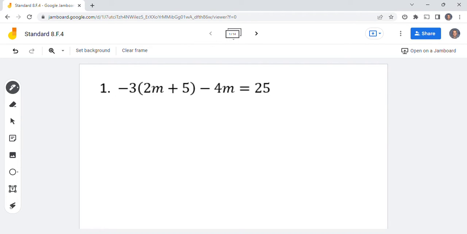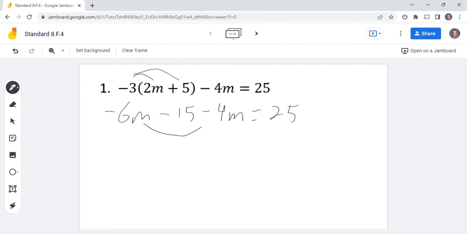Question number 1. We need to solve for the variable m, as it's the only variable here in the equation. So we're going to start by using the distributive property here. Negative 3 times 2m is negative 6m. Negative 3 times 5 is negative 15. Still have that minus 4m and equals 25 over on the other side.